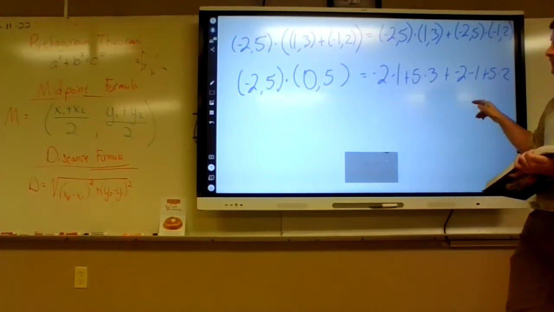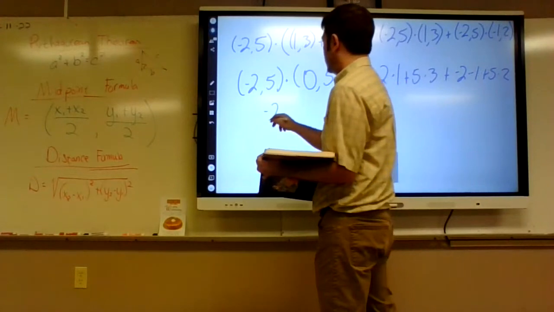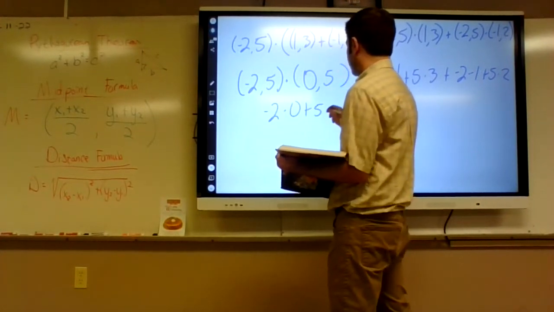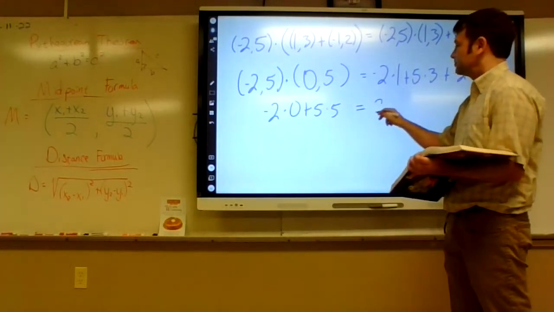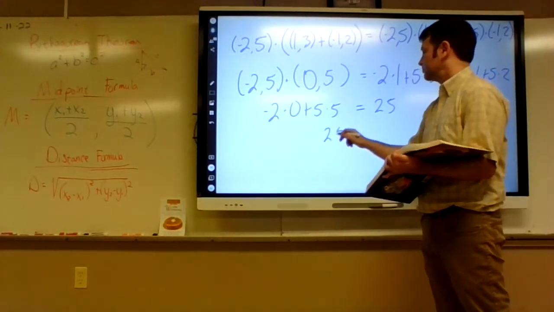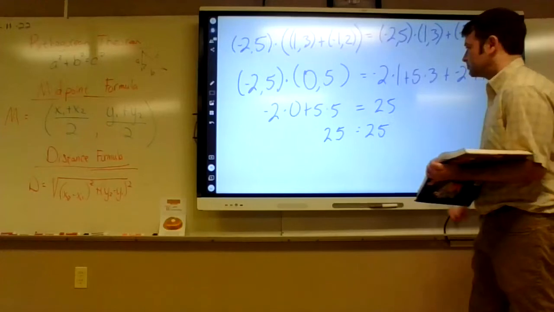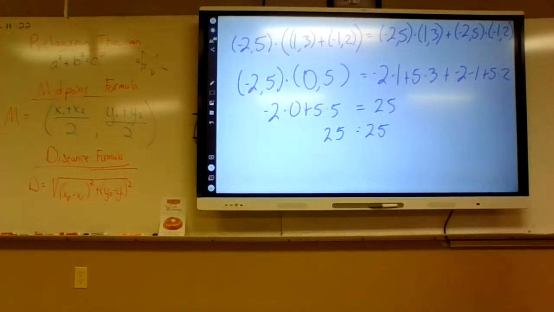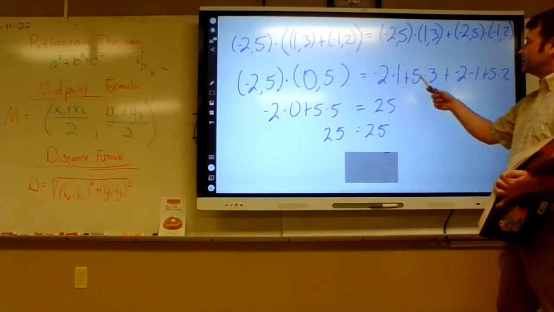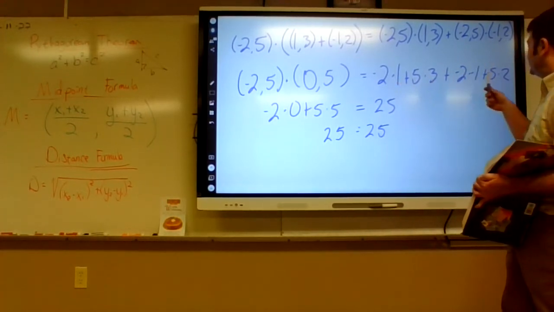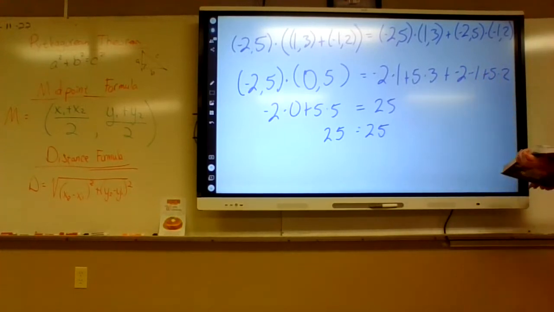That's a bunch of stuff. This is -2 times 0 plus 5 times 5, which is 25. Did you actually do all that? I did the left side. That's a lot harder. Wait, they're showing that they're just the same. You only get one side.